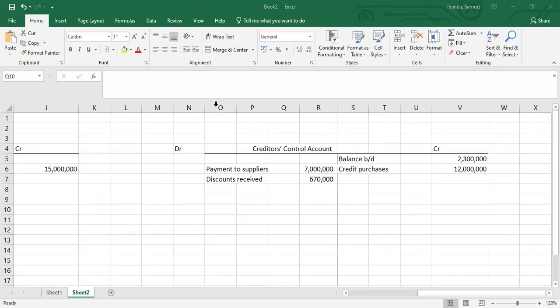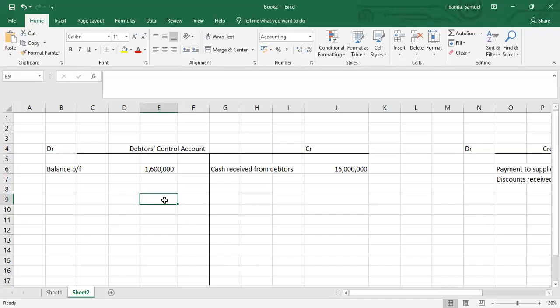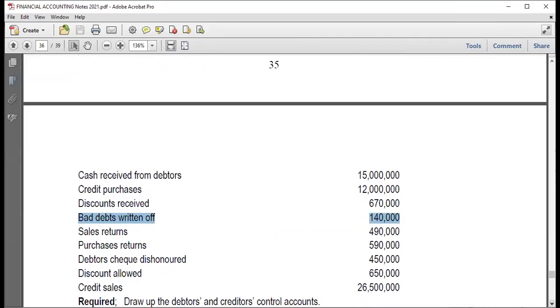I'll move. The bad debts written off. Bad debts written off relates to sales or debtors, okay? And bad debts written off also reduce our debtors. Every time you write off a debtor, maybe because they have run bankrupt or died, you should reduce your debtors. So anything that reduces debtors is actually credited. So I'll come and credit my value right there, okay? So you're seeing how I'm going systematically, okay? By the time I'm done with the question, I'm done with the two accounts.